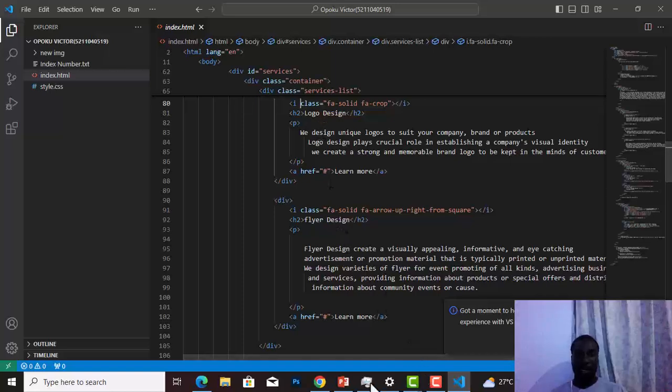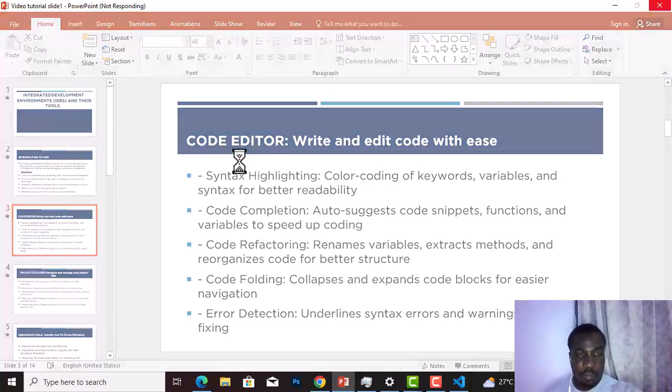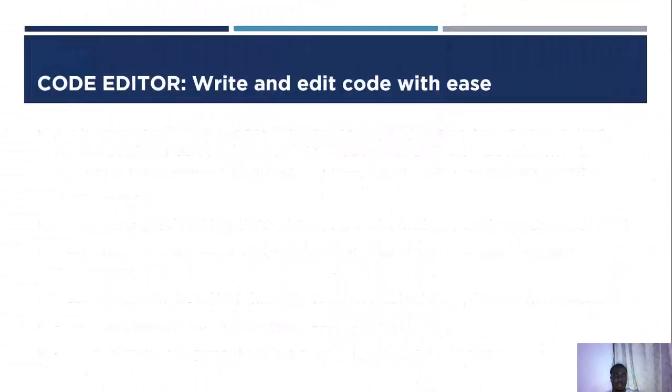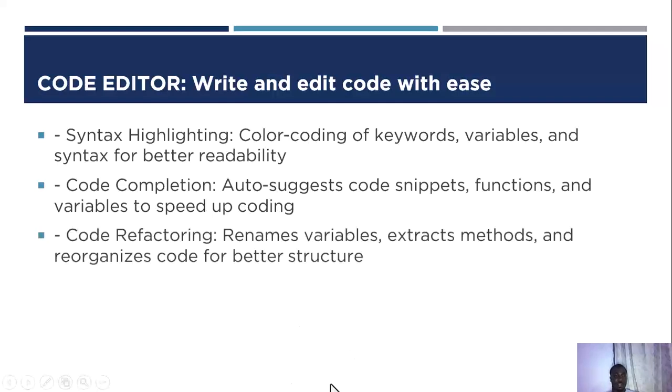Okay, so let's move on. Code completion: auto suggests code snippets, functions and variables to speed up coding. So it brings auto suggestions. Then again, code refactoring: rename variables, extract a method, and reorganize code for better structure.